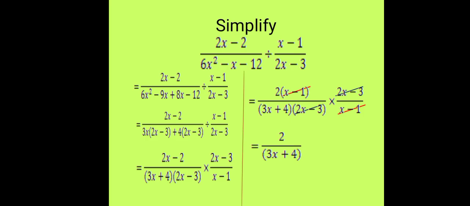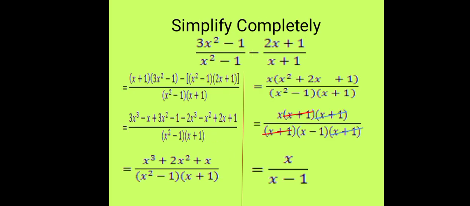Quadratic expressions and equations. Simplify (2x minus 2) all over (6x squared minus x minus 12) divided by (x minus 1) all over (2x minus 3). Now, simplify completely.